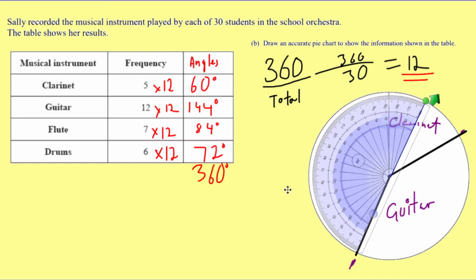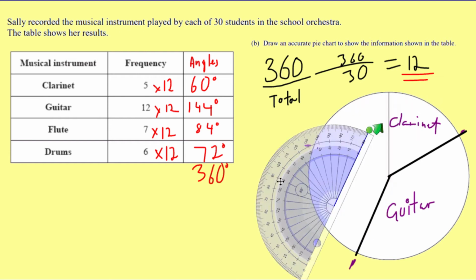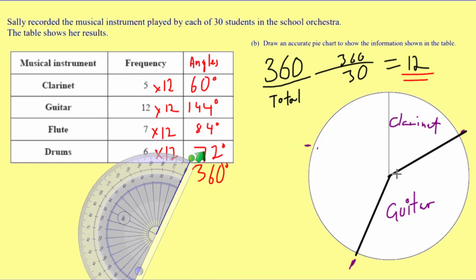And then we've got flute, which is 84. So around the outside, 84 is 85, 84 below that. Make a little mark. Move that off. Get our pencil and ruler. Draw a straight line there. And we've got to label that as flute.